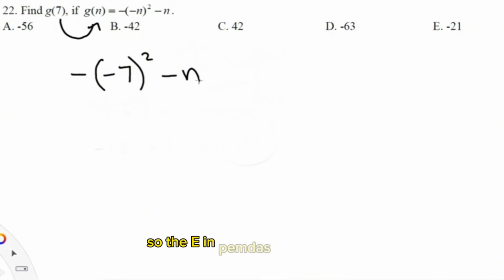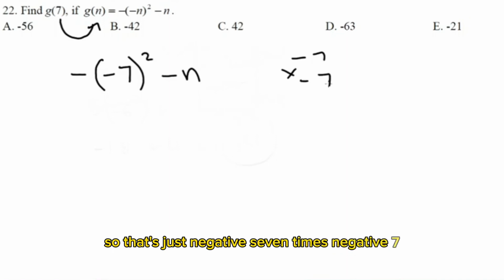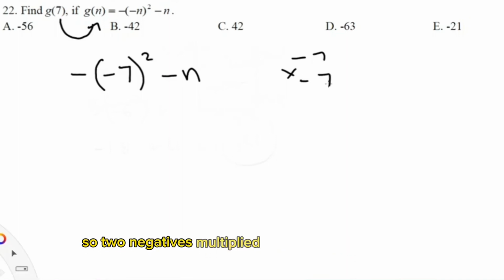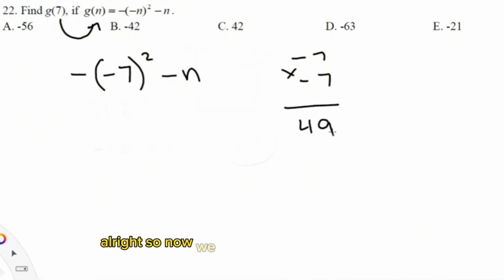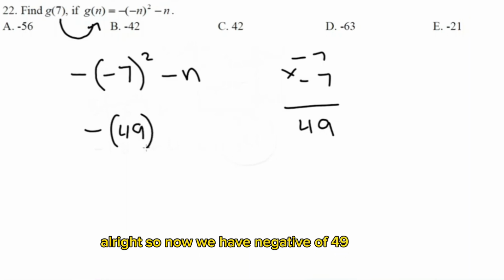So the E in PEMDAS is exponents. So we see here we have the square, so we have to square first. So negative 7 squared. So that's just negative 7 times negative 7. So two negatives multiplied is just a positive number. So it's just 7 times 7, which is 49. Alright, so now we have negative of 49 minus n.